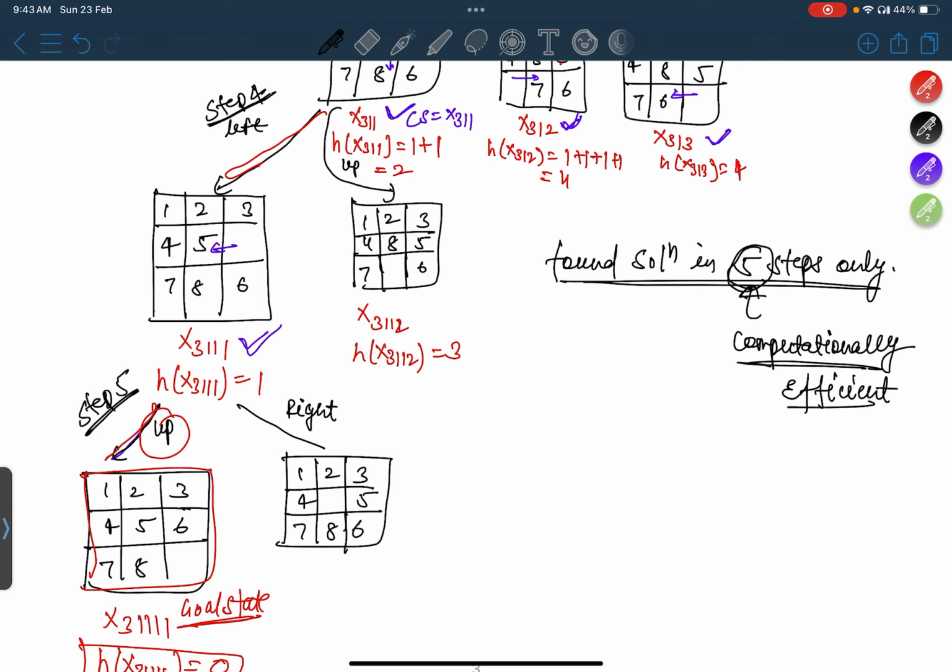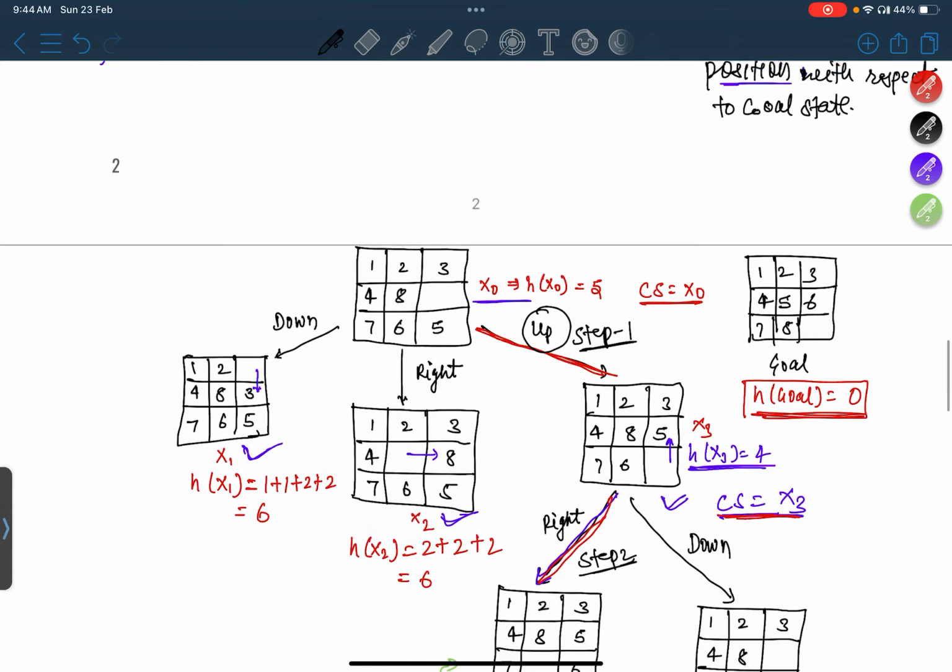So your hill climbing search algorithm is very efficient in terms of computation. It is almost constant time complexity. So whatever the problem size, it can find you a solution really fast, in a very small number of steps. So this was our example of the hill climbing search algorithm.